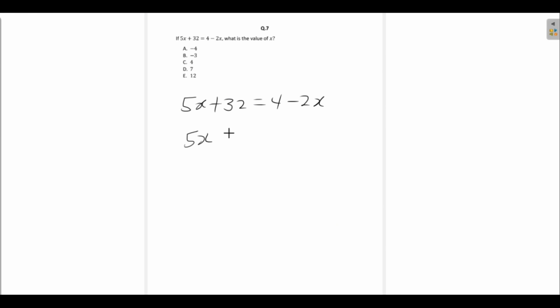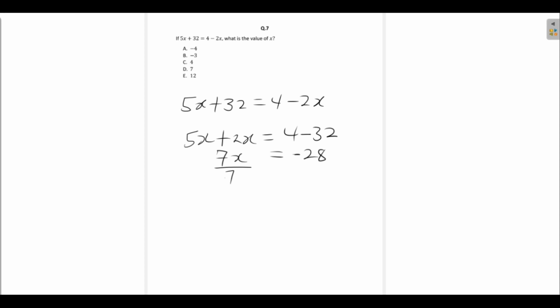So we have 5x. Now we will move the negative 2x to this side. Of course, we have negative and it crosses the equal to sign. We get positive. So we're going to have 2x here, which is equal to, you already have 4 here. So we move 32 to the other side, and we are going to get negative 32. Now what is 5x plus 2x? That is 7x. And what is 4 minus 32? That is negative 28.